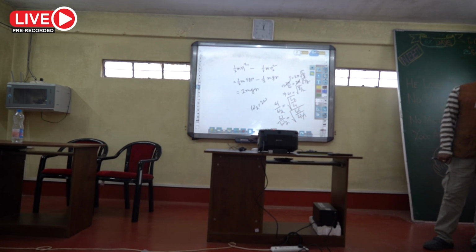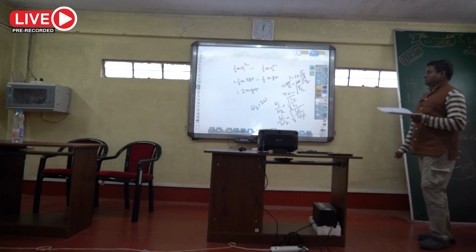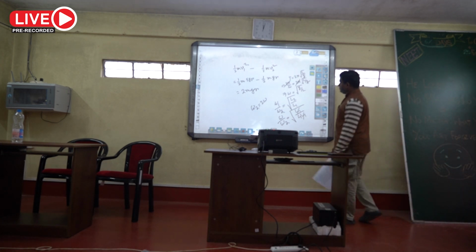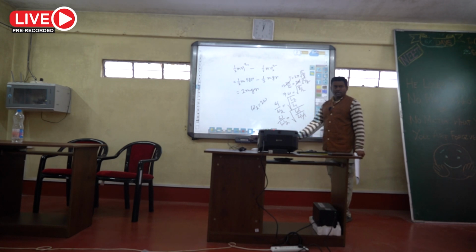The radii of circular orbits of two satellites A and B of Earth are 4r and r respectively. If the speed of satellite A is 2v, what is the speed of satellite B? That you have to find out.